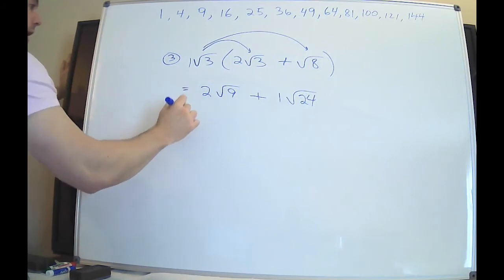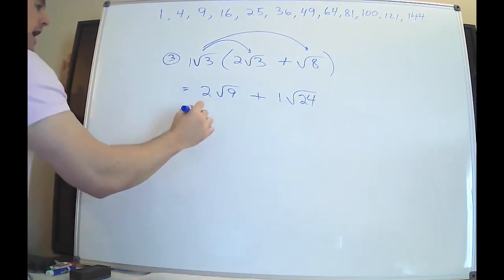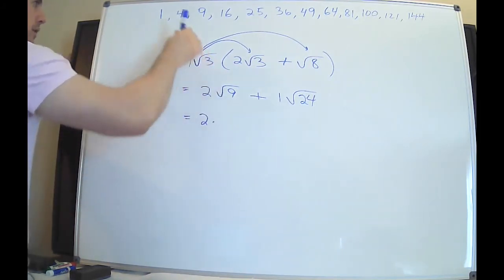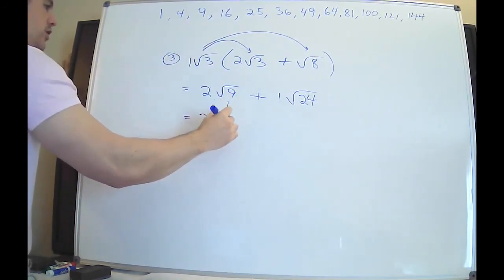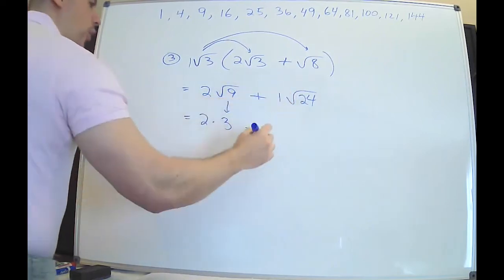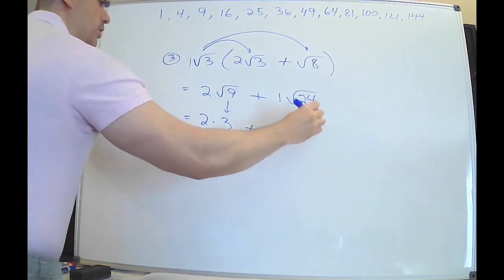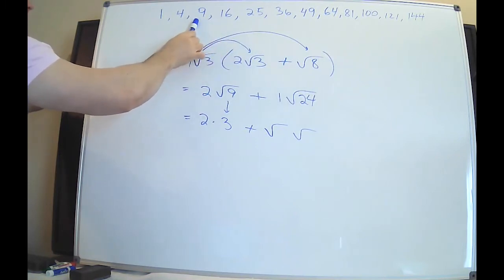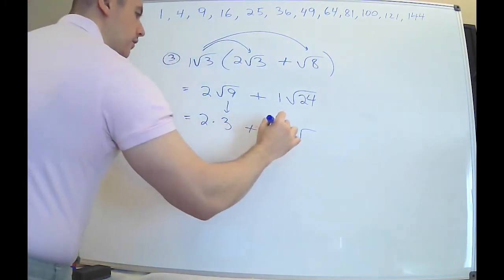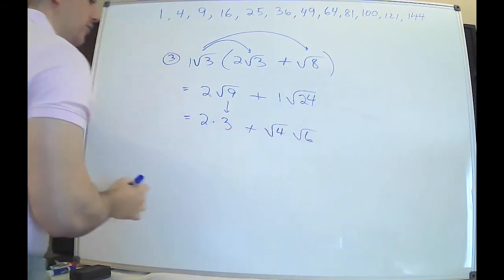Now, here's where you actually have some work to do. Radical 9 comes out of jail, right? It's a perfect square. 1, 2, 3. So free him from the jail. Take him out. 24 breaks down. You can write 24. You look at the list. Not 16, not 9. Aha, 4. You can write 24 as 4 times 6.